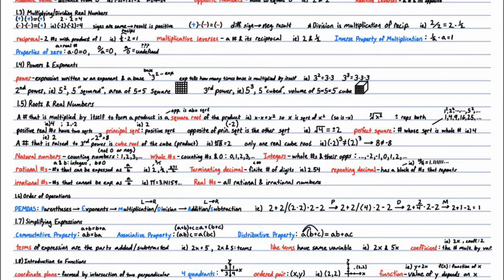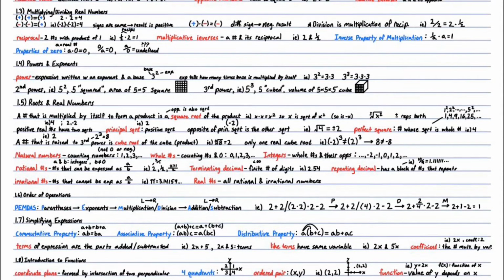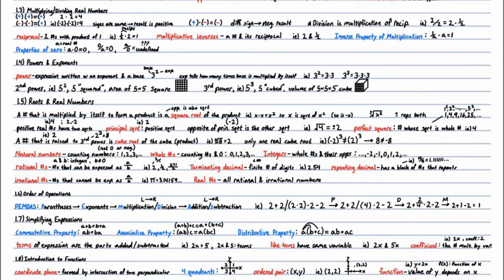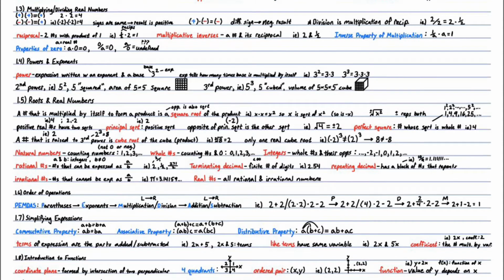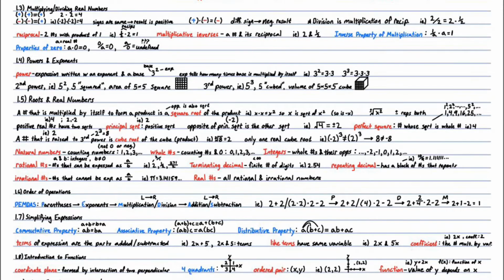Terms of an expression are the parts that are being added or subtracted. Like terms have the same variable. A coefficient is the number that is being multiplied by a variable, i.e., in the term 2x, x is the variable and 2 is the coefficient. Introduction to functions.